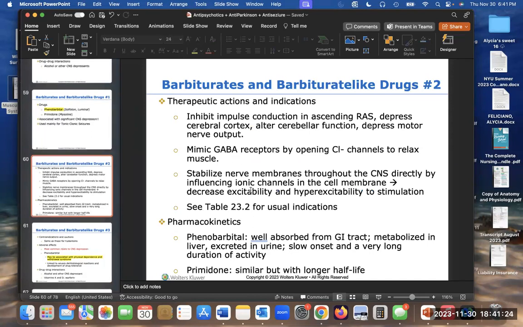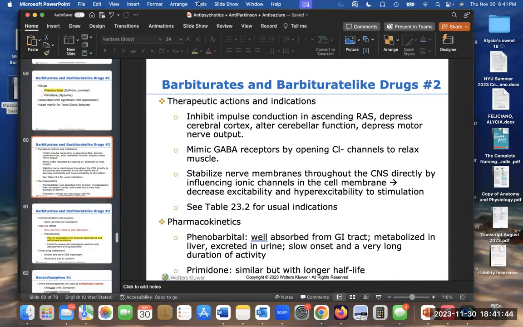So these mimic GABA. They don't work on GABA, but they do the same thing. They open those chloride channels to relax the muscle, which means they can relax everything too well and everything can start slowing down a little too much. Okay? It's absorbed well in the GI tract. It's metabolized in the liver and excreted in the urine, which means we need good liver and kidney function. It has a slow onset, but once it's in, it works.